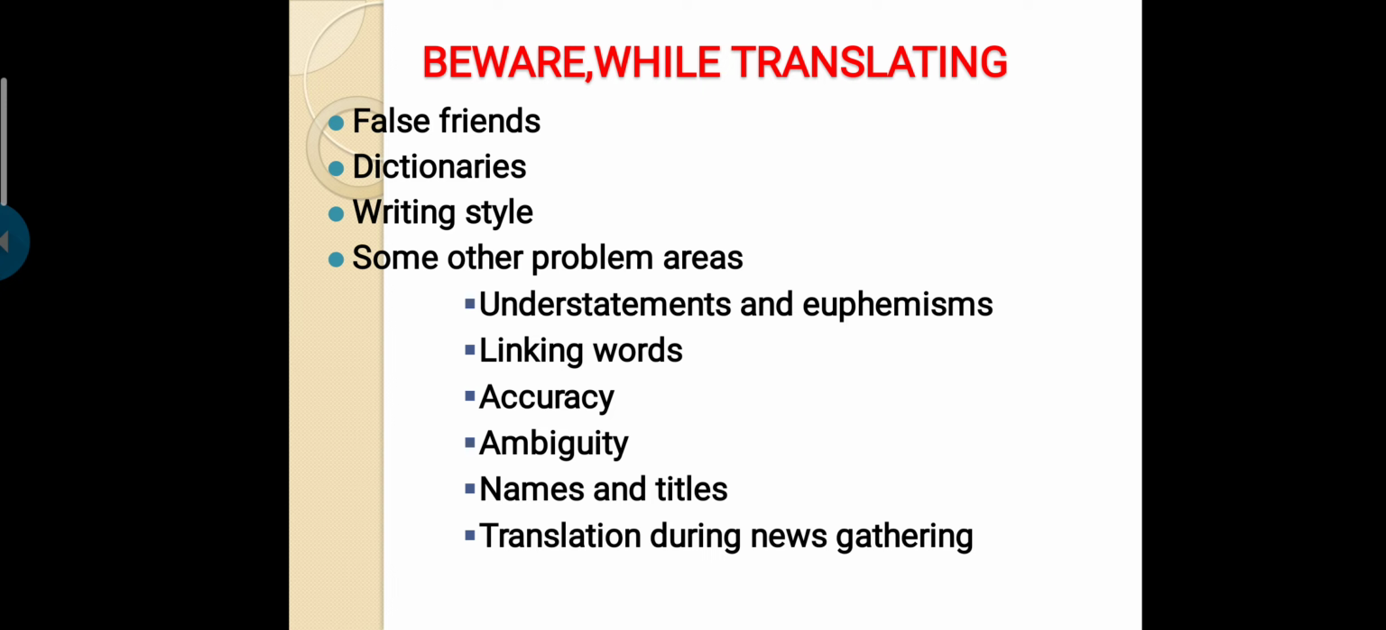Coming to the next part of the class, beware while translating. Here are a few things that you should always keep in mind while translating a particular sentence from one language to another. First, false friends. Beware of words or phrases we call false friends. These are words in the original source language which you retain in your translation, often because you cannot think of the correct translation. If you cannot think of the right word, how can you expect your reader or listener to?